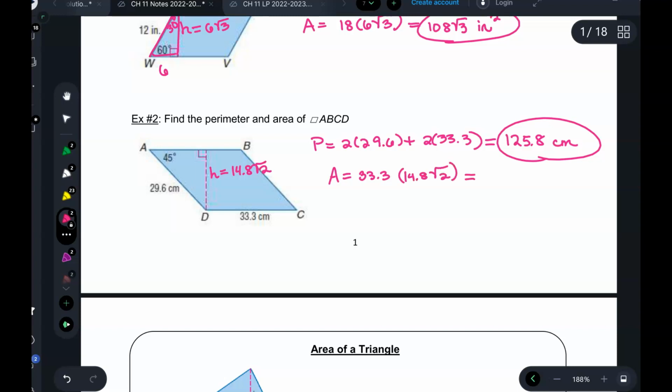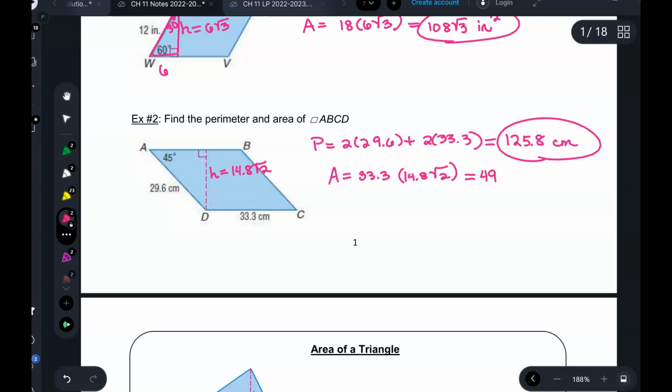We'll just plug that in. If we want to do exact, we would not plug in the square root of 2. We'd just do 33.3 times 14.8. But since you have decimals already, let's see, 33.3.